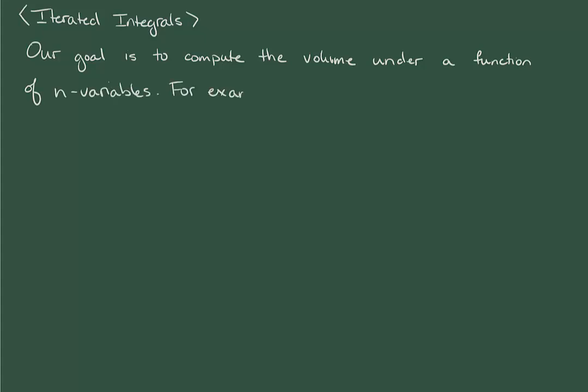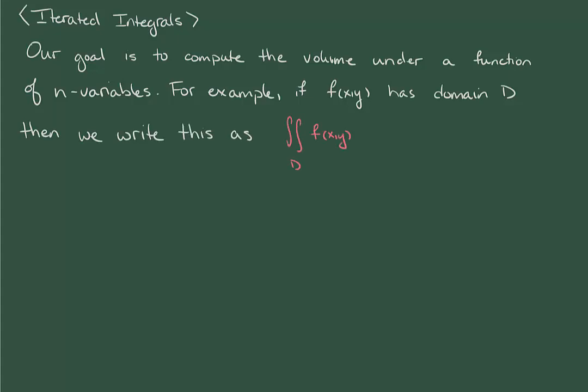For the sake of concreteness, let's say that f is a function of two variables and has a domain D. We write the volume under the graph of f as this thing right here. And there's a couple of things to note. The first is the use of the double integral, to indicate that we're integrating over two variables, x and y. The second thing to note is this weird dA thing. And what this means is that we're integrating over the area.